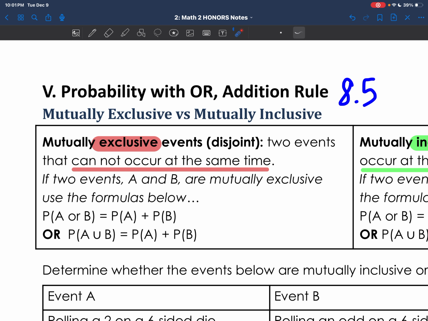So if you have two mutually exclusive events, you can do the probability of A or B. And when you get that, you can set it up as the probability of A plus the probability of B. You may also see it written like this, the probability of the union of A or B. So this is similar to OR. So you just add your probabilities together.